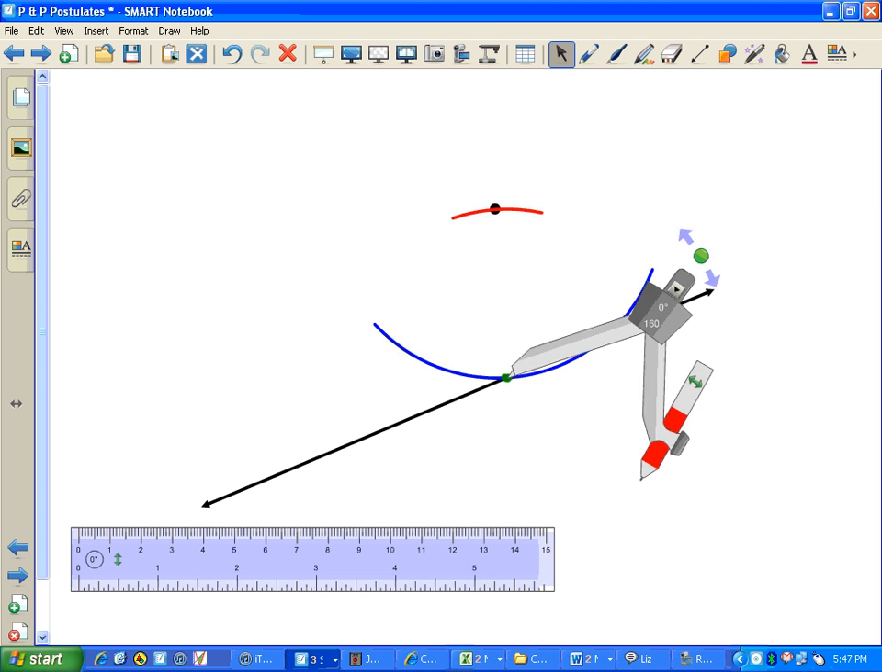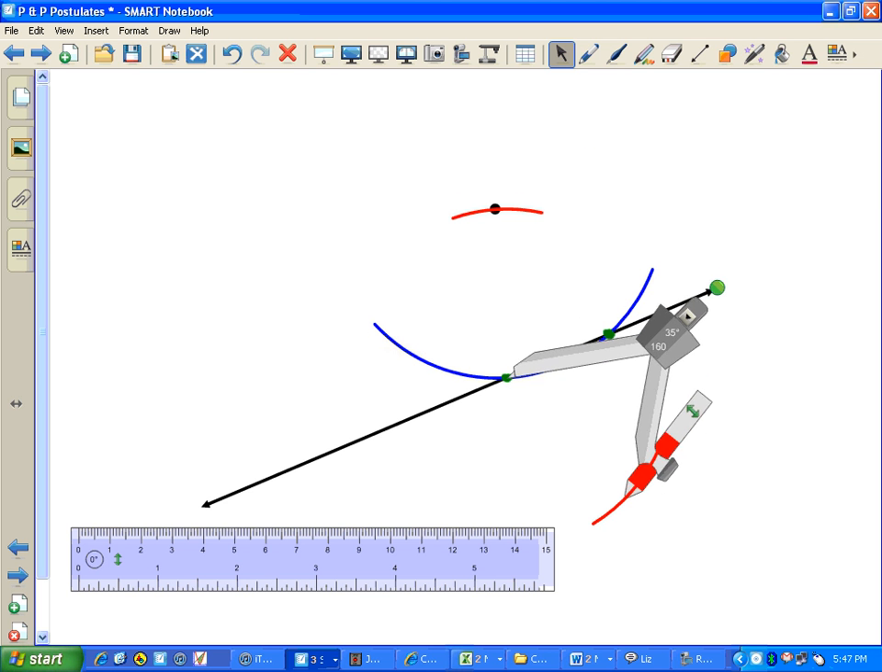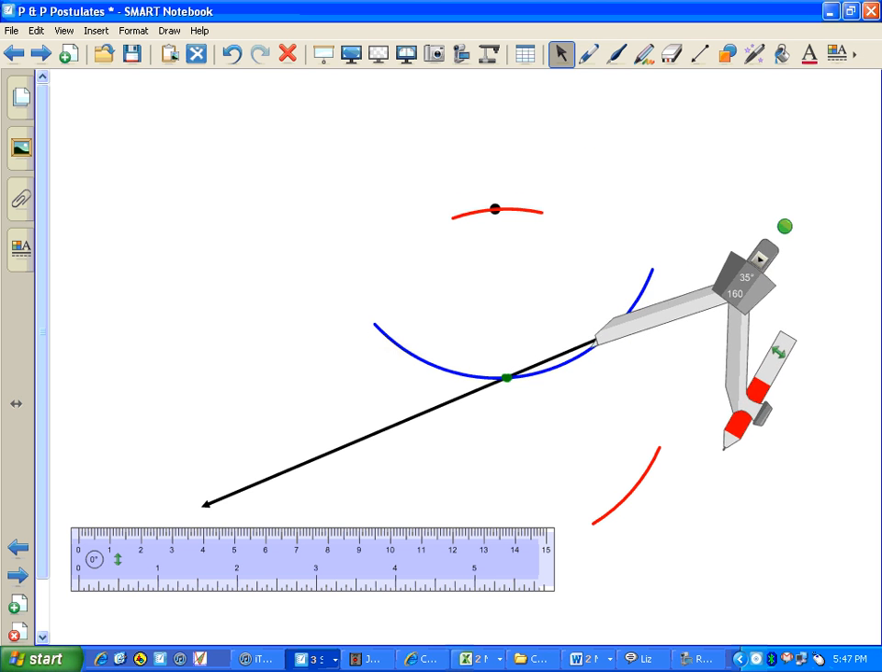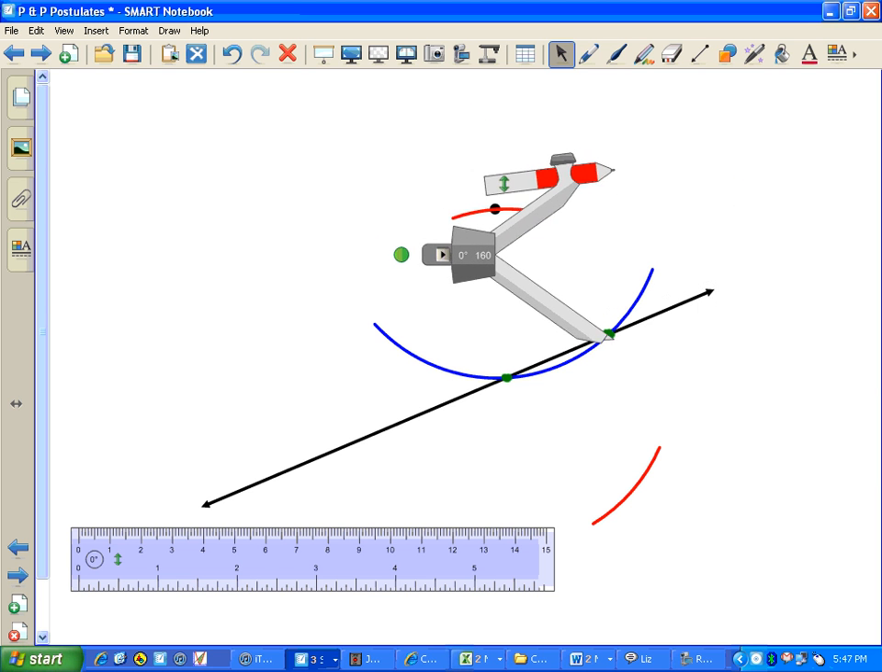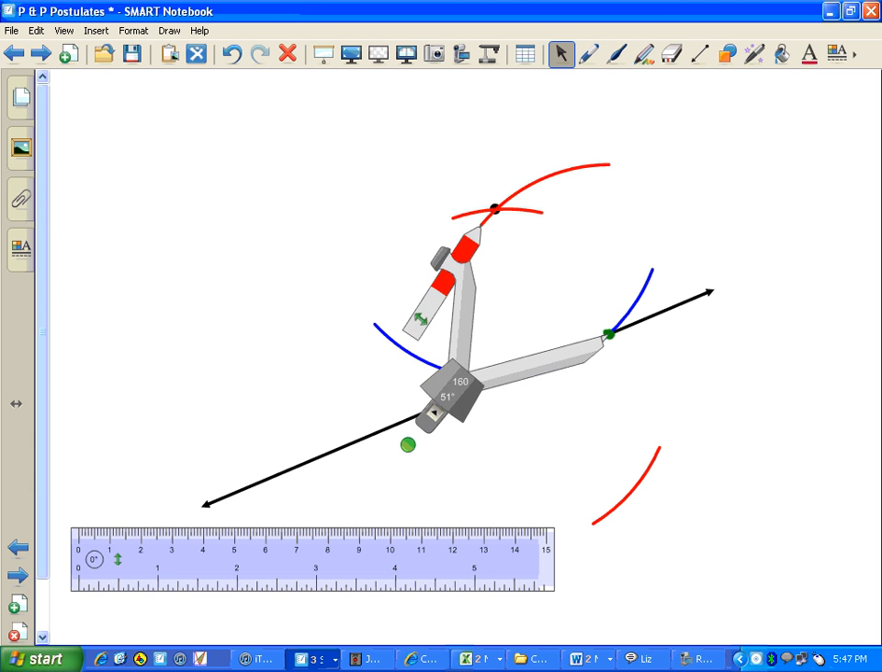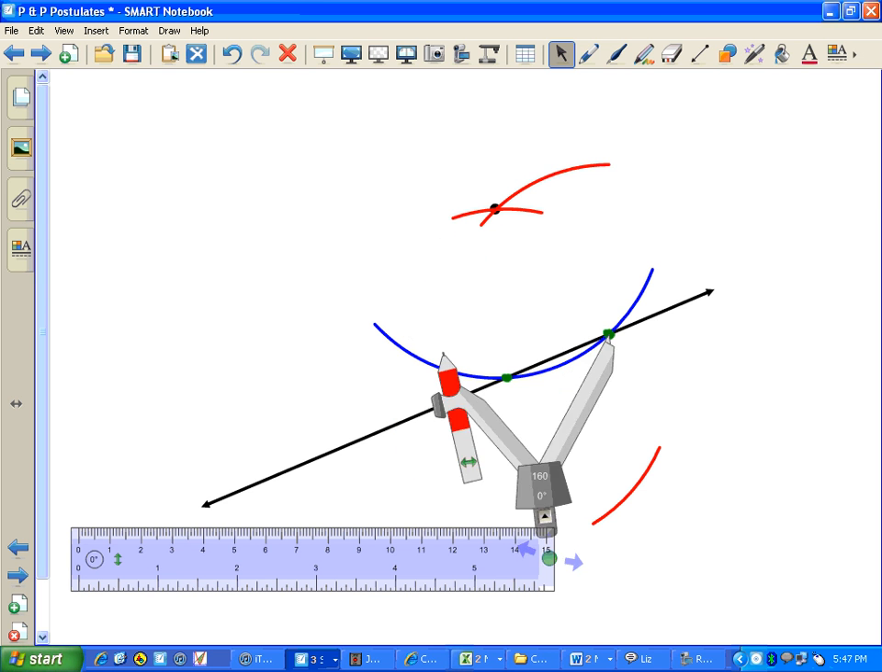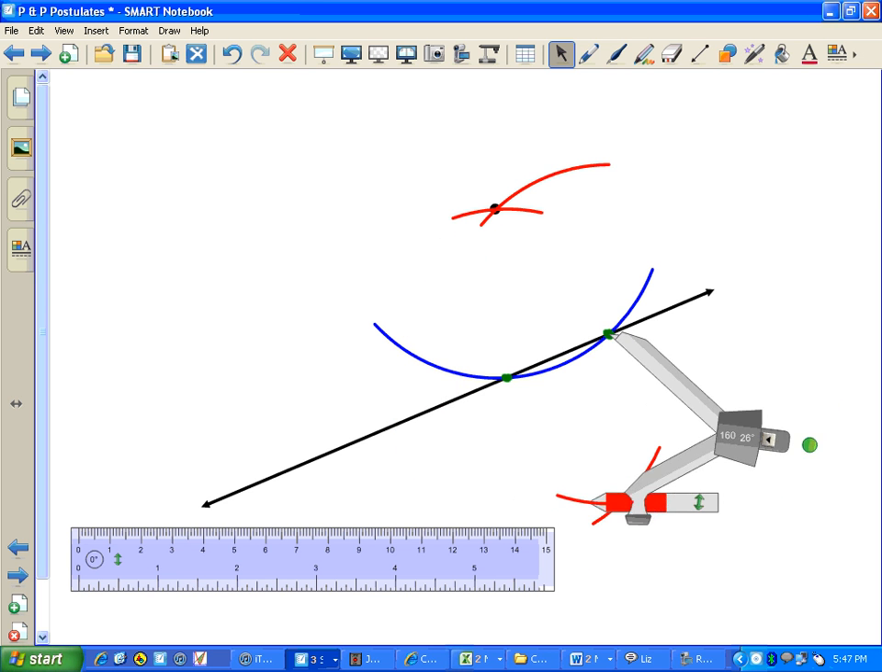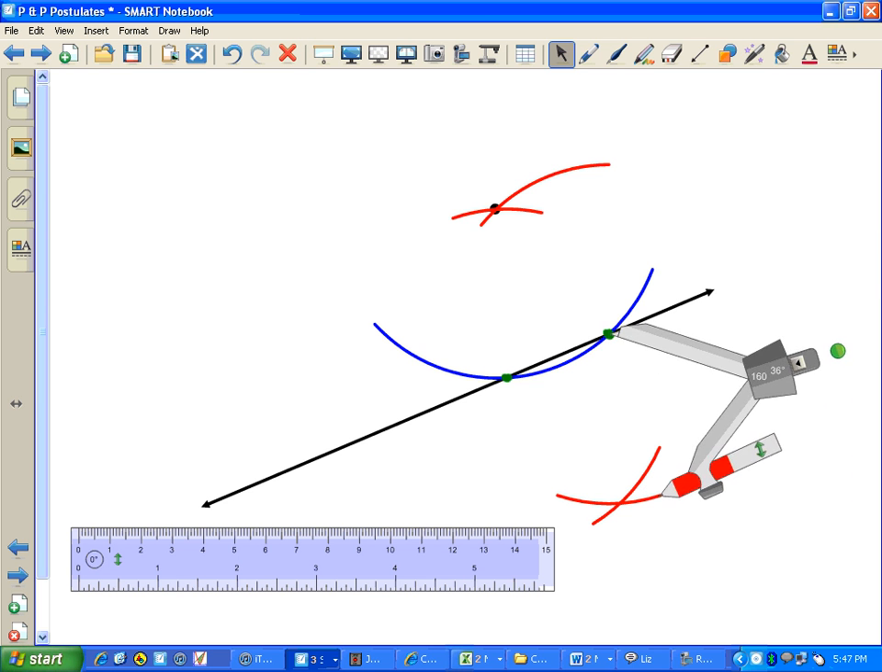I get this one, go down below. Okay, I'm going to come over to the other endpoint, cross there, right on the point, which is exactly what I want, and cross here on the other side.